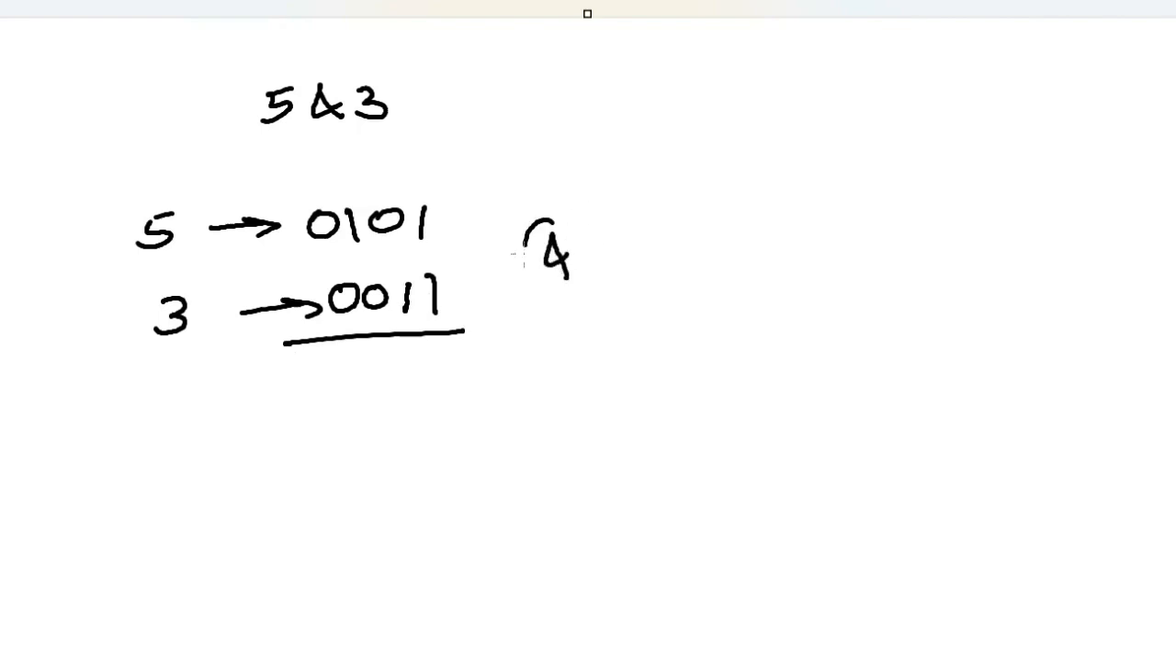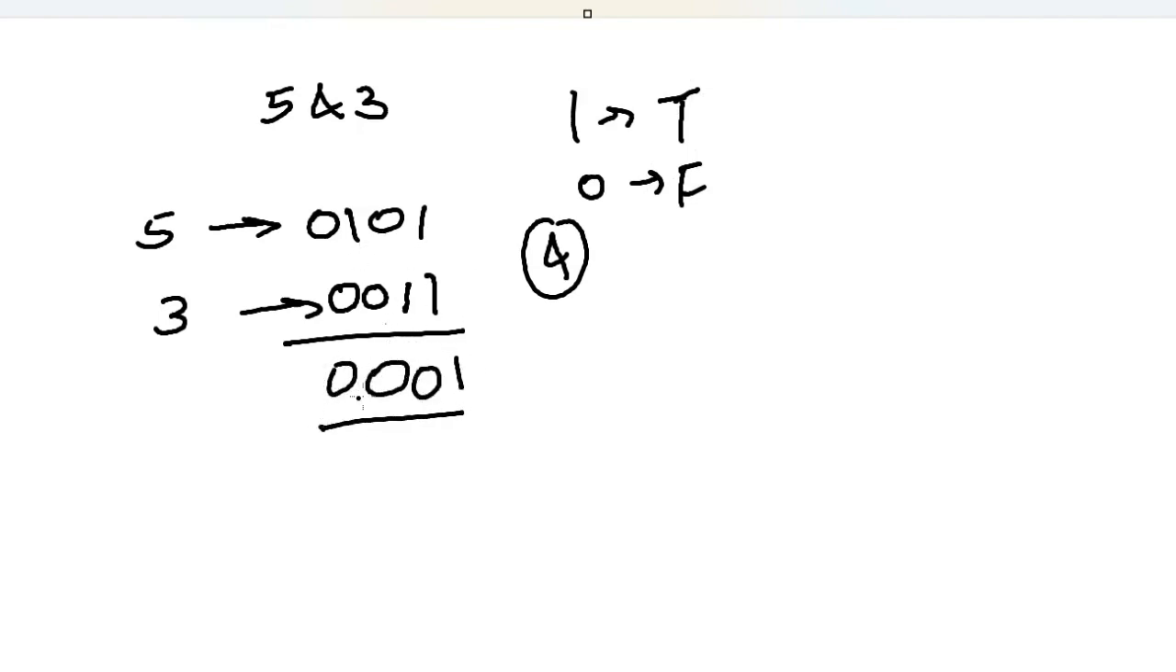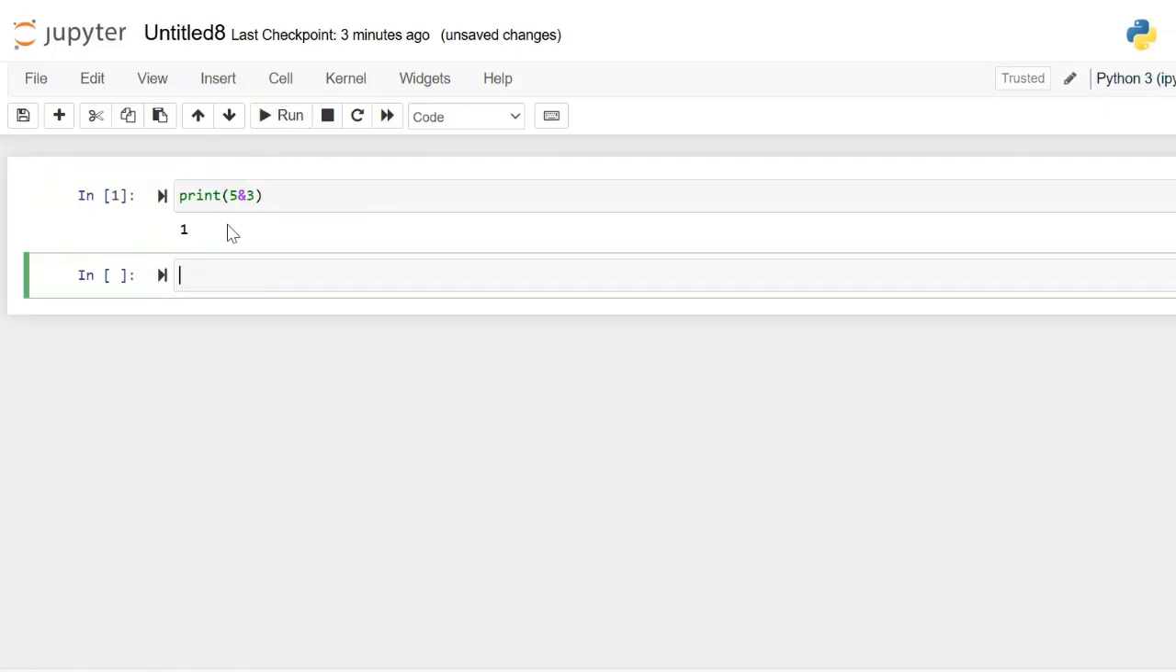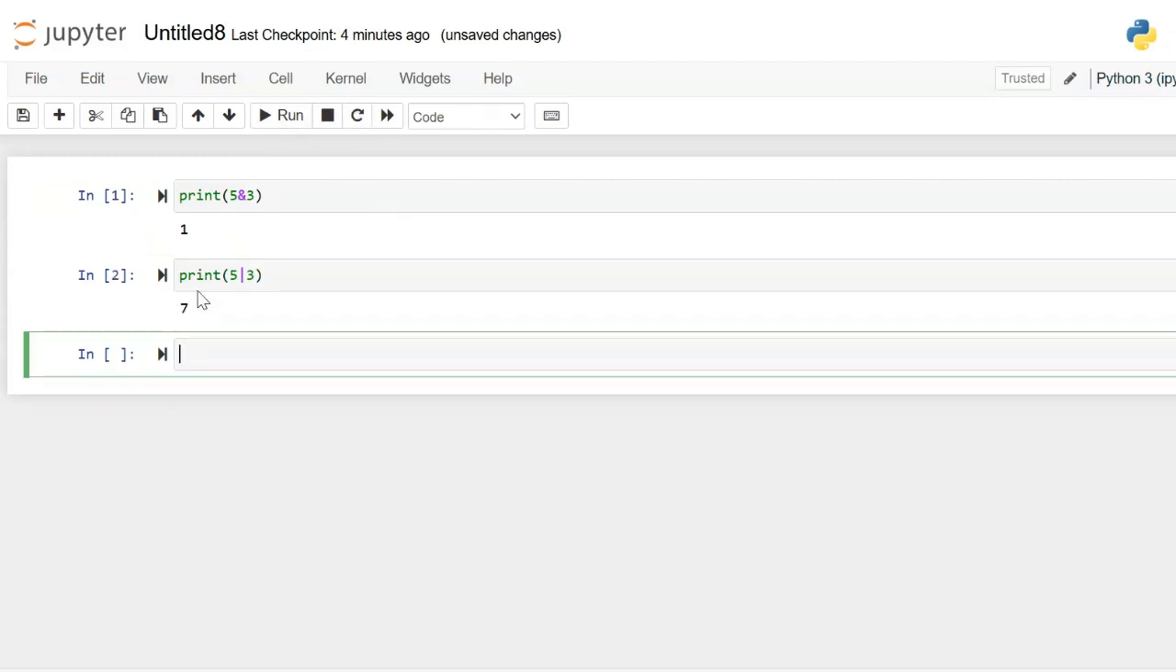So when we perform AND, 1 and 1. See, 1 is nothing but true. 0 is nothing but false, right? So, 1 and 1 is 1, 0 and 0 is 0, so 0, 0, 0, 1. What is this? It is 1. So, what is the answer of 5 and 3? It is 1. Click on run. See, the answer is 1. You can check it for or also. 5 or 3. For or, the output is 7.